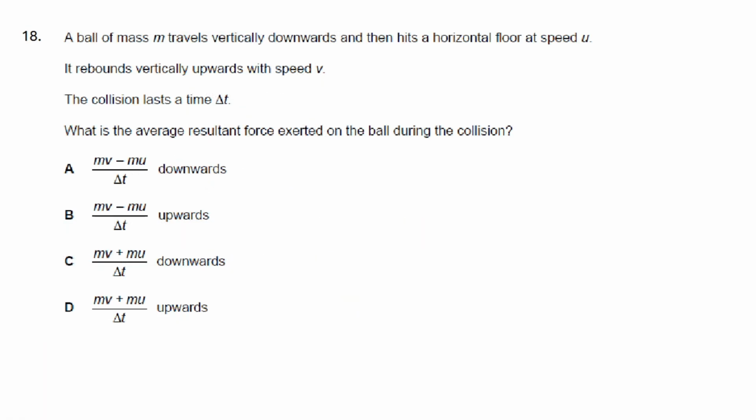Number 18. A ball of mass m travels vertically downwards and then hits a horizontal floor at speed u. It rebounds vertically upwards with speed v. The collision lasts a time of delta t. What is the average resultant force exerted on the ball during the collision?